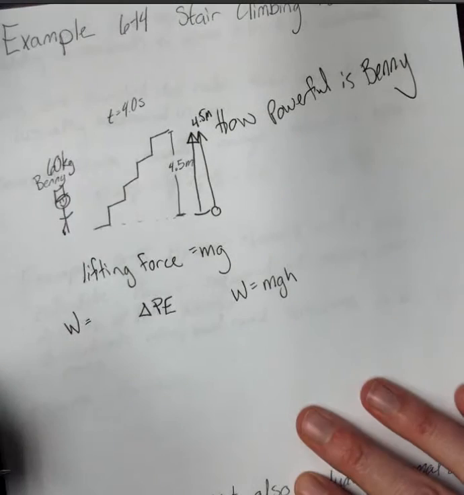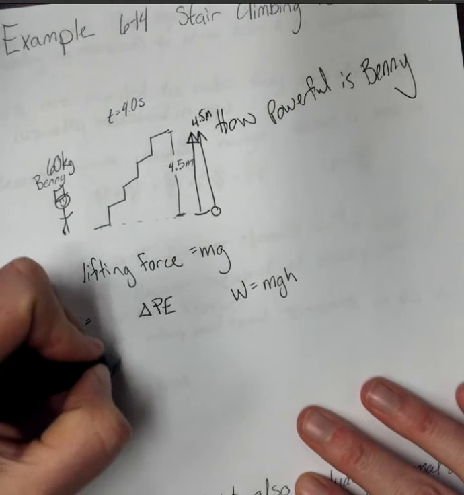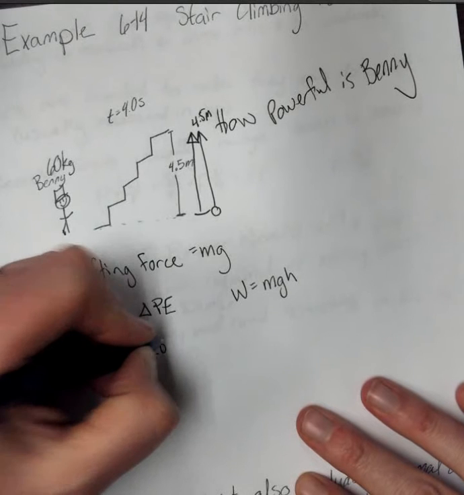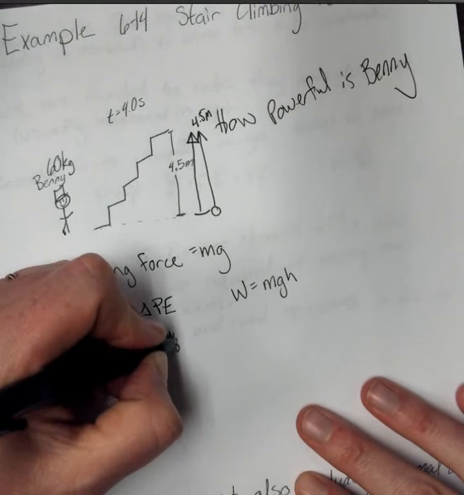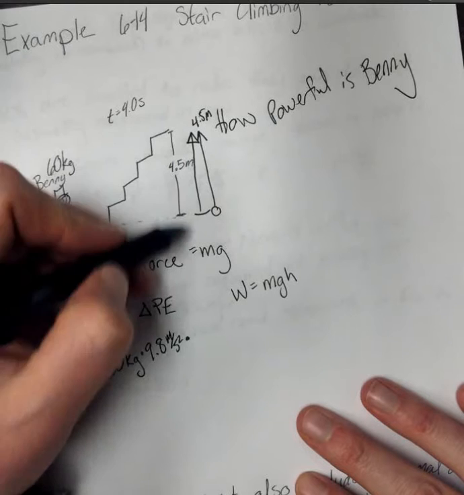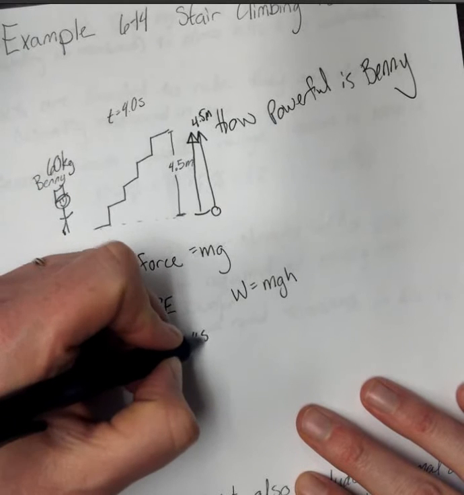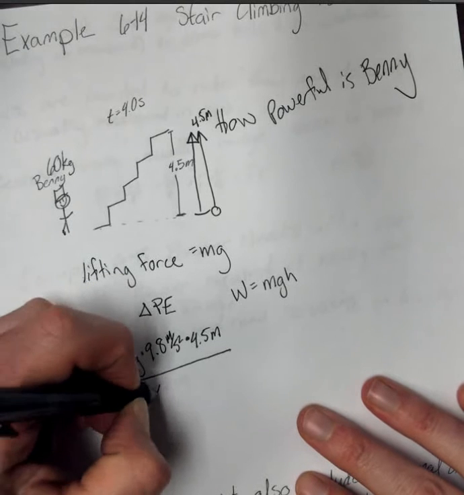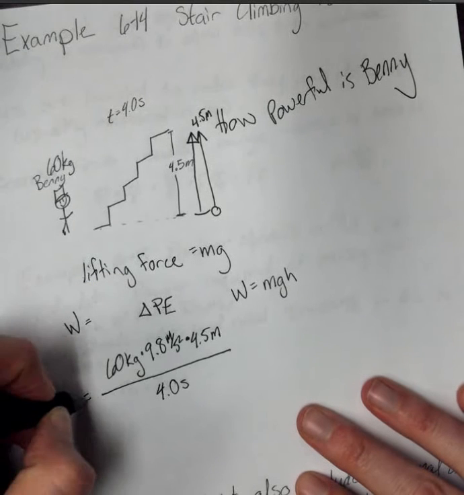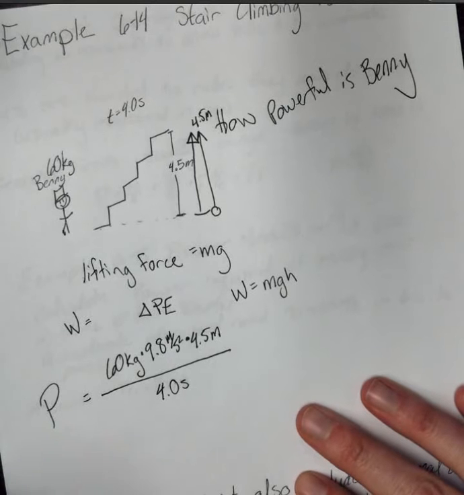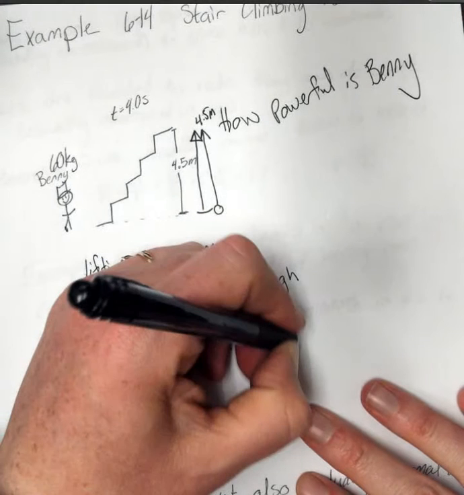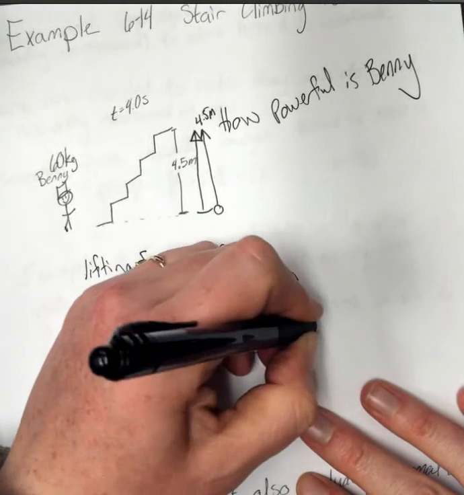So Benny's mass is 60 kilograms. He is applying that against the force of gravity. And he is lifting himself a height of 4.5 meters. And he's doing all of that in 4.0 seconds. So that means that his power output will be 60 times 9.8 times 4.5 divided by 4 seconds, or 660 watts of power.